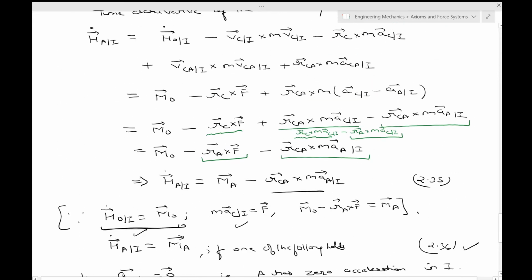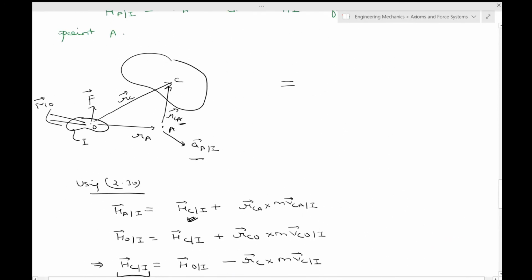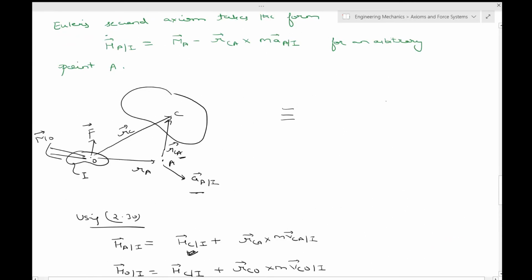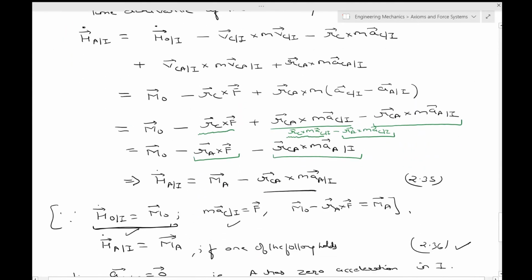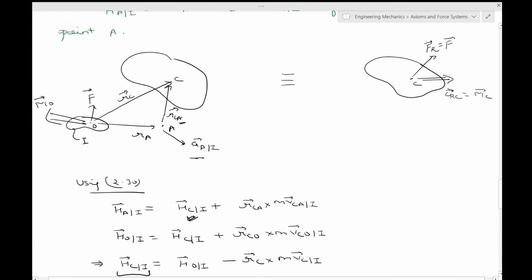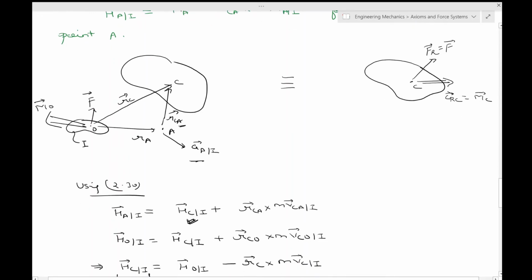So if you have, say, an equivalent mass system, something like this, you have this point C, and you have this F_R, which is the resultant of all the forces, and then this is M_C. So you can write everything in terms of the center of mass.